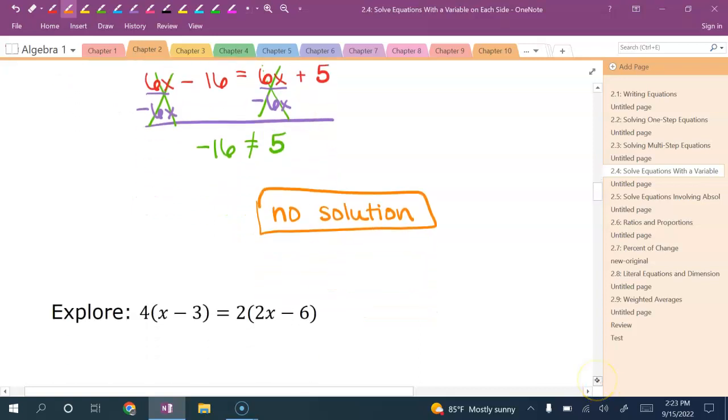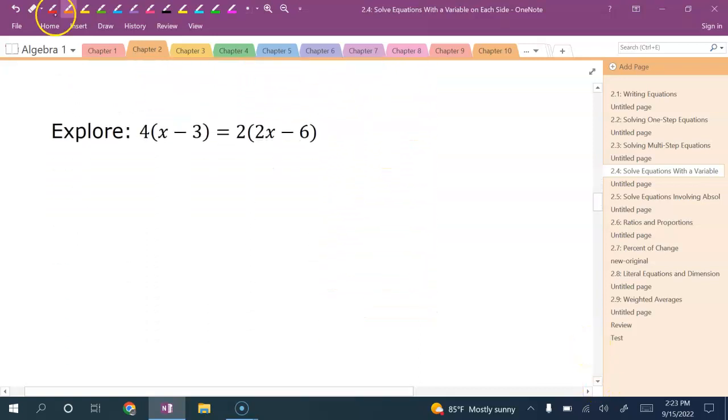Now the second special case, we're going to start the same way. We're going to distribute to begin. This time though I need to make sure I distribute 2 times because I've got parentheses on the left and the right side. So it says 4x minus 12 equals 4x minus 12.